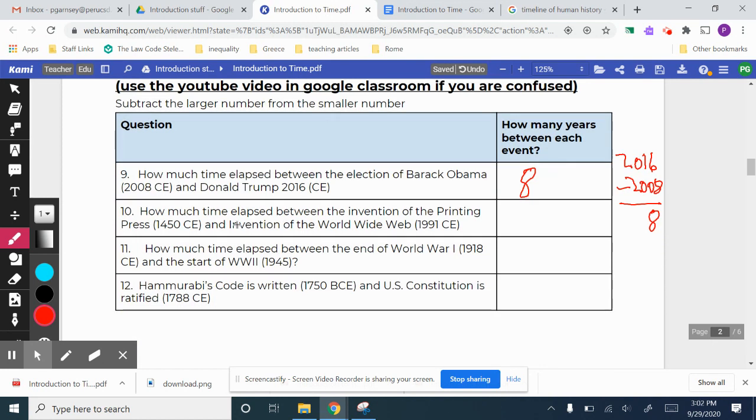Number 10, how much time elapsed between the invention of the printing press, 1450 CE, and the invention of the World Wide Web, 1991 CE?